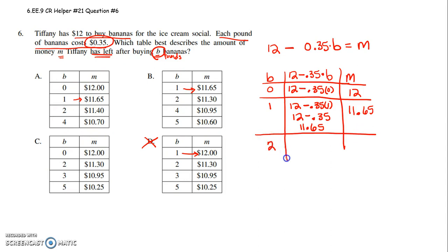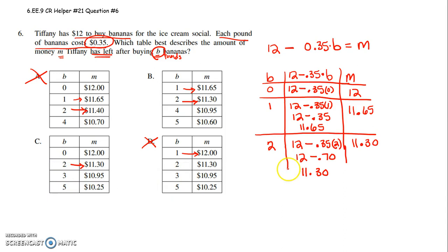Let's talk about if you buy 2 pounds of bananas. Then you better take your $12 and subtract off 35 cents, but do that twice. Do that 2 times. So that's 12 minus 70 cents, which will get us to $11.30. So for 2 pounds of bananas, we have $11.30 left. So next to the 2, I have to have $11.30. 2 pounds of bananas, $11.40, that's out. 2 pounds of bananas, $11.30, that's still in play. All right, it's between B and C.